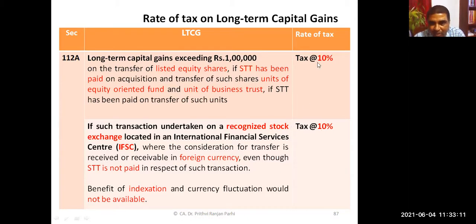But when you are paying long-term capital gain tax, you know, indexation is applicable. But if you are paying this concessional rate, because the normal rate of long-term capital gain is 20%, but if you are paying at 10%, then indexation will not be allowed. Without indexation, you can pay 10%.